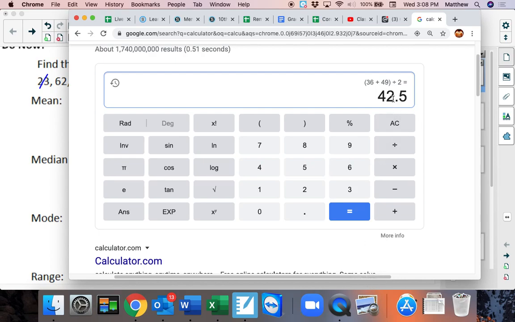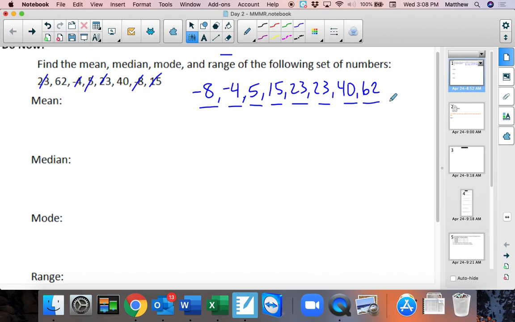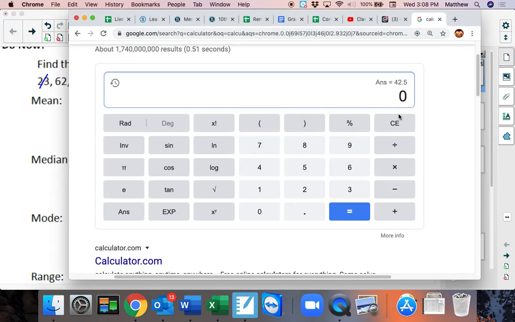Let's see here. We've got -8 plus -4. So I'm going to use parentheses, -8 plus -4. Whoa, that's not good. Let's try that again. So we've got -12. Let's clear this. You can see real errors in real time.